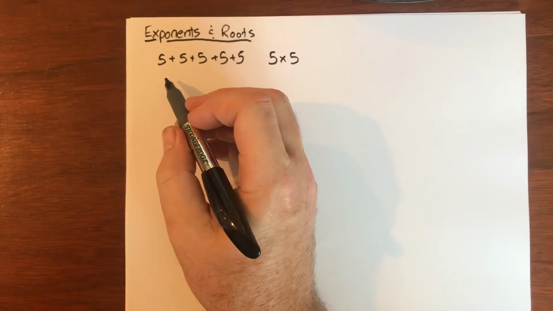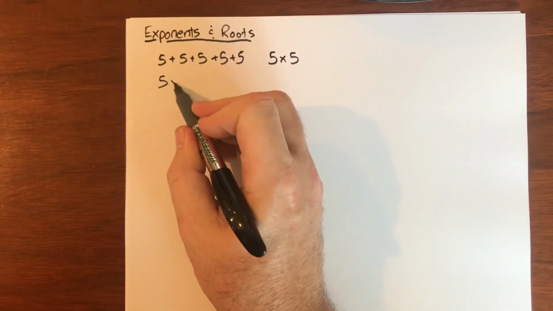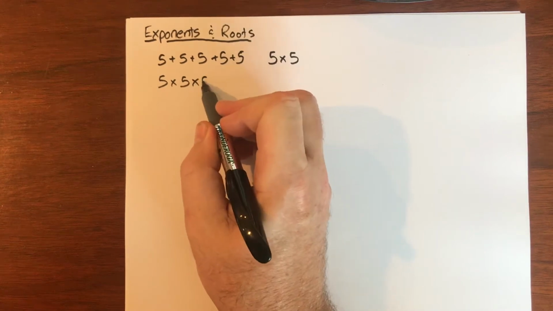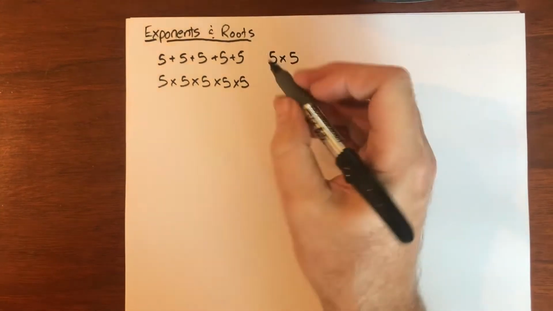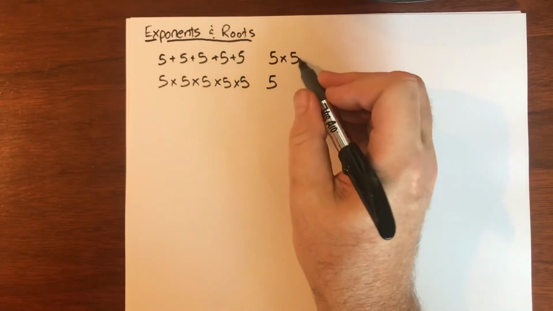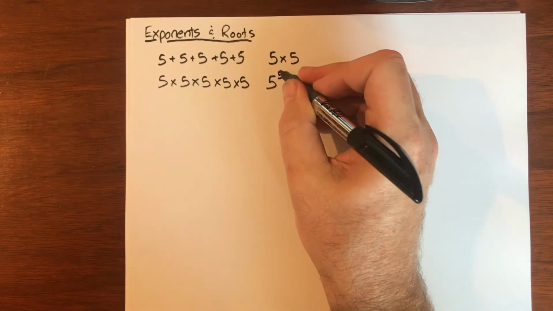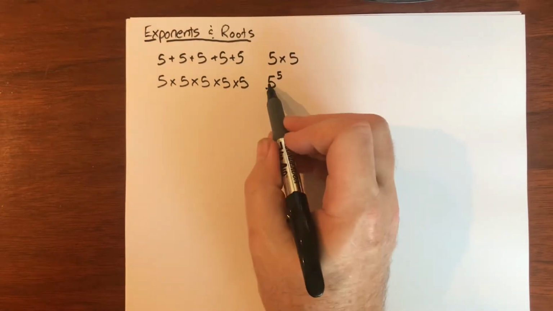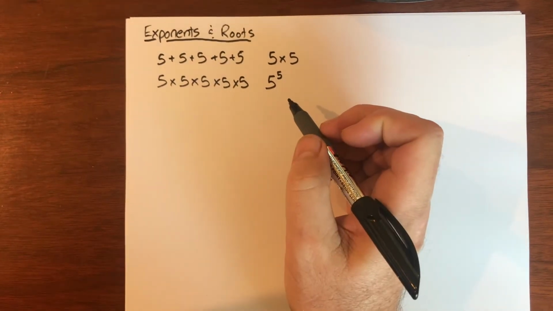Exponents are shorthand for this exact same type of multiplication. 5 times 5 times 5 times 5 times 5. So it's still 5, but it's not times 5. It's now to the power of 5. The exponent makes you multiply this number by itself that many times.